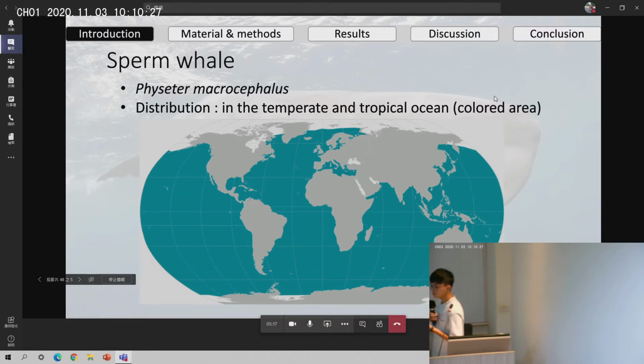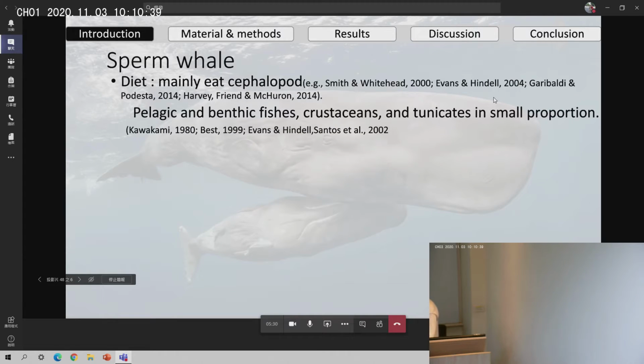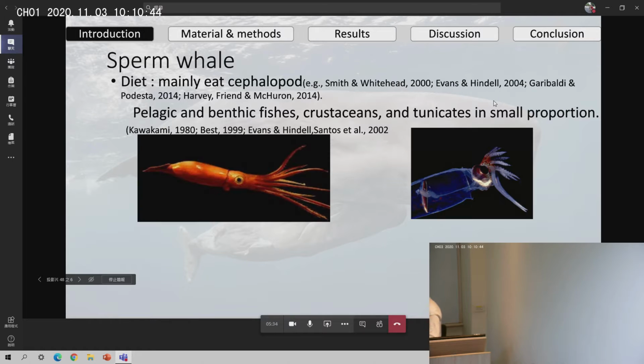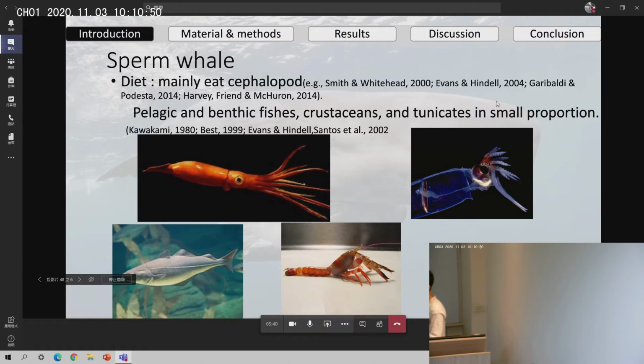The sperm whale's scientific name is Physeter macrocephalus, and they are distributed in the temperate and tropical oceans, shown as the colored area on this map. They mainly eat cephalopods, pelagic and benthic fishes, and crustaceans, and tunicates in small proportion.